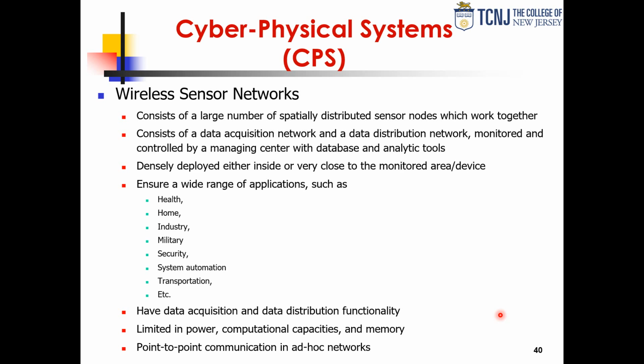And they have applications in a wide range of areas that we have seen in the context of cyber-physical systems. So they have application in health, home, industry, military. So all the domains that we have seen already: security, automation, transportation. And we're going to see a chart towards the end of this chapter of how the main areas of wireless sensor networks map to the different domains that we have been discussing, with some examples that have already been tried and deployed in real systems.